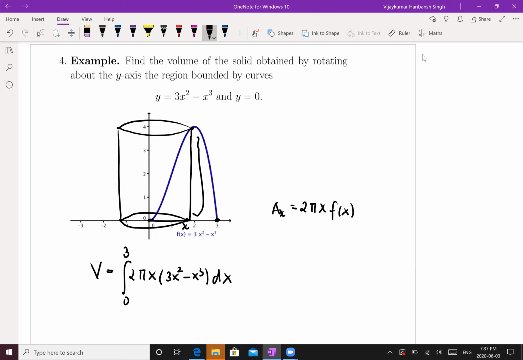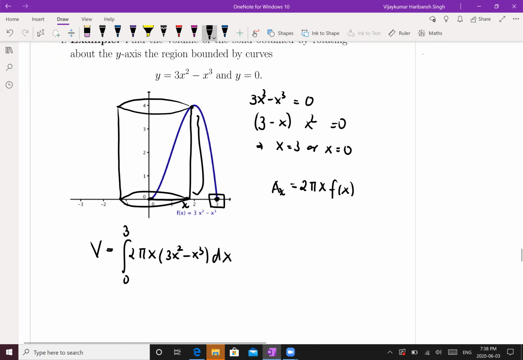So note that generally here in the diagram, we are already given this 3. Otherwise, you will have to solve for it. So how do you solve for it? We get 3x squared minus x cubed equals 0, because that's where y is 0 at these points. So you take x squared common. What is left in the bracket? 3 minus x equals 0. This gives me x equals 3 or x equals 0.